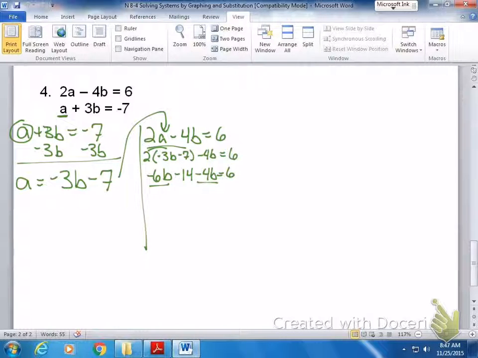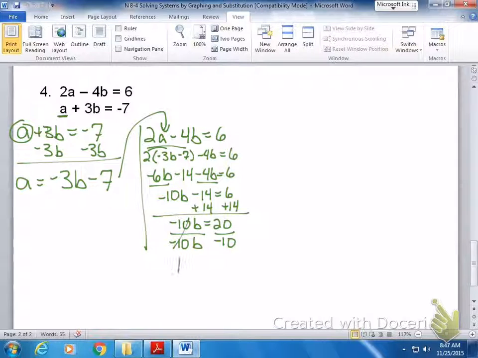I have some b's that are like terms here. Negative 6b minus 4b is negative 10b. Minus 14 equals 6. I need to move my 14 to the other side, so I'm going to add it since it was subtraction. Now I have negative 10b is equal to 20. My last step is divide by everything, or by what's in front of b, which is negative 10. Those cancel. Now I have b equals negative 2.